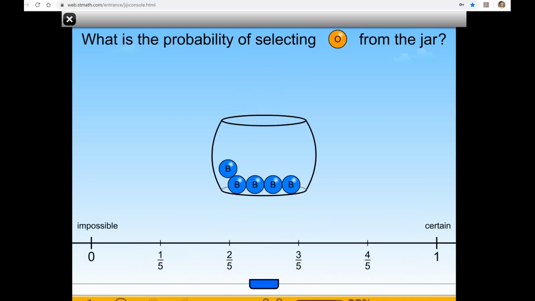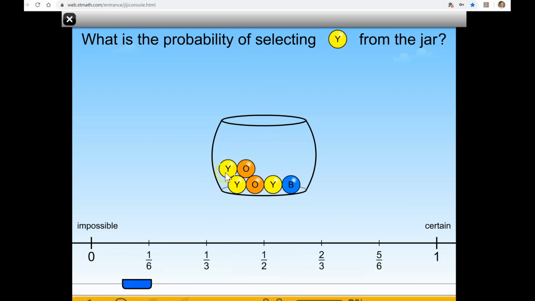As you get to some of the harder problems, you'll see what's the probability of selecting Y from the jar. You're probably going to want a paper and pencil to actually write down these numbers. So first, you're going to want to count up all the marbles. So 1, 2, 3, 4, 5, 6. That's your denominator. However many marbles there are in the bucket, that's your denominator. And then you're looking at what you want. You want Y. So 1, 2, 3. So 3 is your numerator.